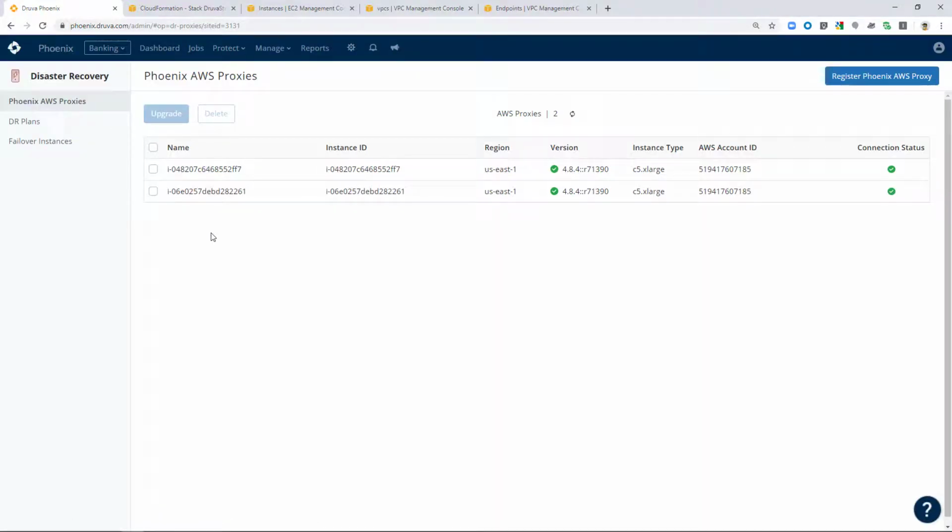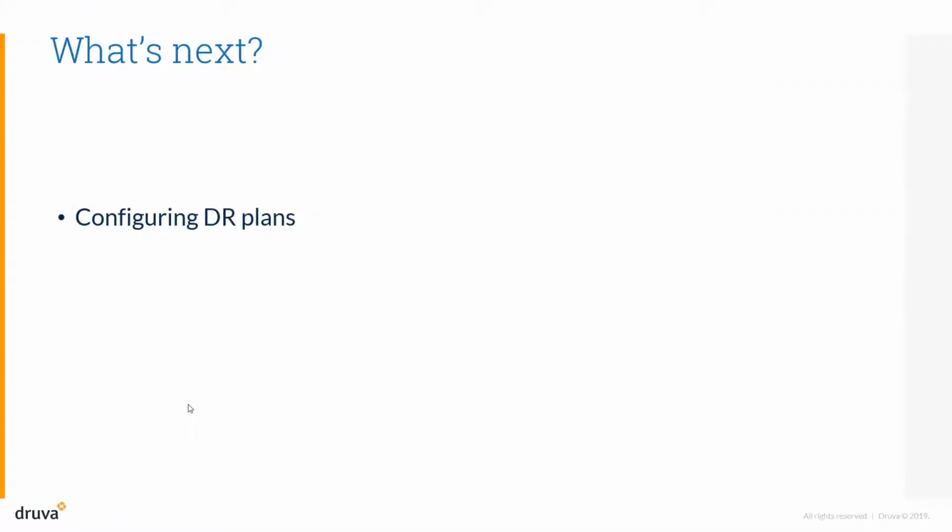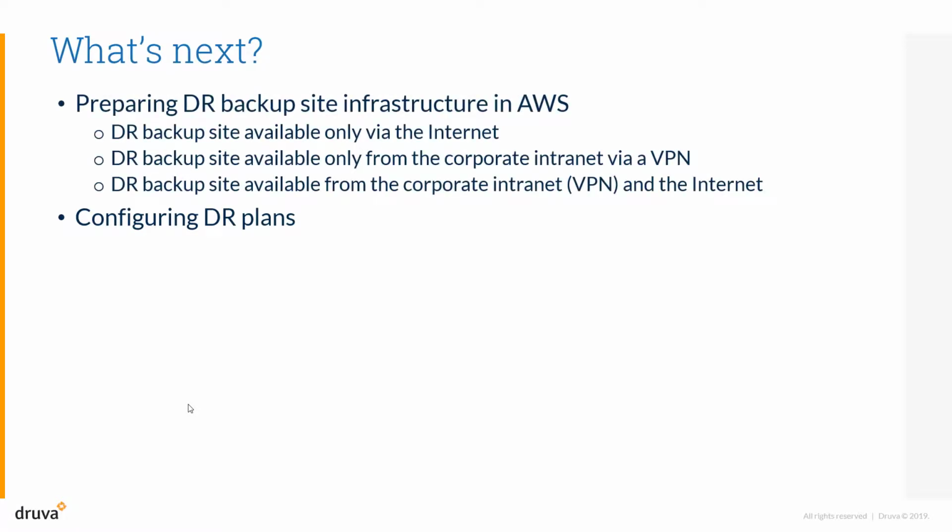So the next step is to configure DR plans. That's going to be discussed in a different video. But in order to create the DR plan, you need to prepare your AWS DR backup site. So if you need help with that part, that will be also covered in another video. Your choice for the next video is either to watch how to create AWS infrastructure for your DR or how to create a DR plan in Phoenix.